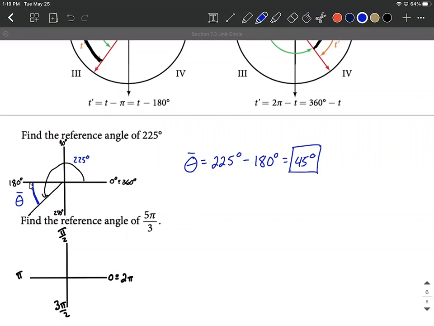These have a bunch of nice applications, by the way, and understanding how to compute or find these reference angles is going to be really, really important as we keep moving forward. So let's try another one. This time, let's use radian measure.